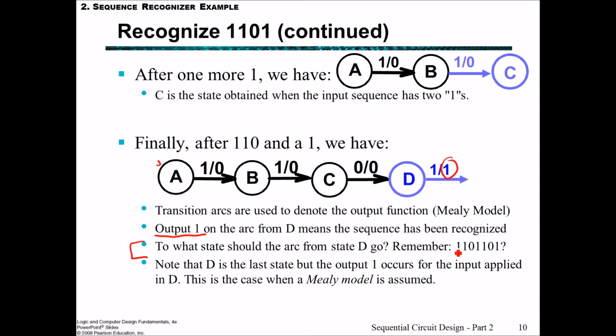Or remembering that we need to be able to recognize this sequence twice, given this much larger sequence of numbers, then this final 1 actually needs to be the first 1 of the next subsequence. So instead of moving all the way back to state A, we actually want to move to state B, because it's as if we have a single 1, and if we get a 1 again, we'll go to C. If we get a 0, we'll go to D. If we get another 1, then this sequence is recognized again, and we should have an output of 1.